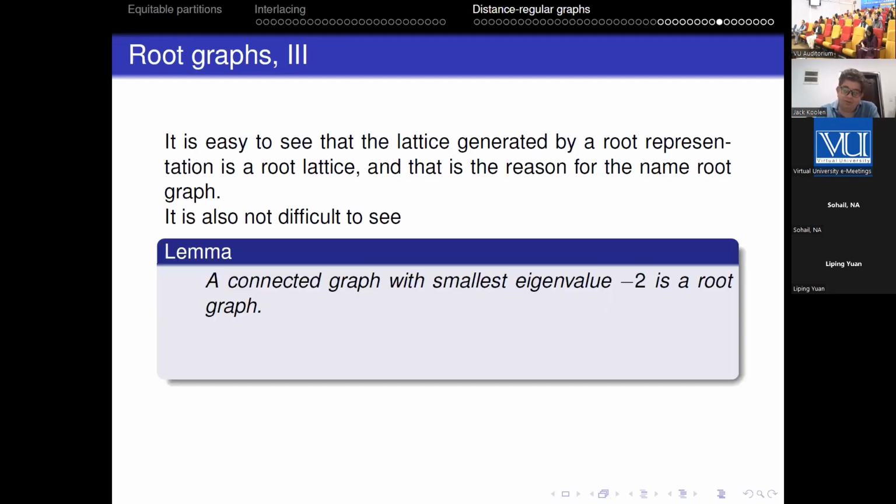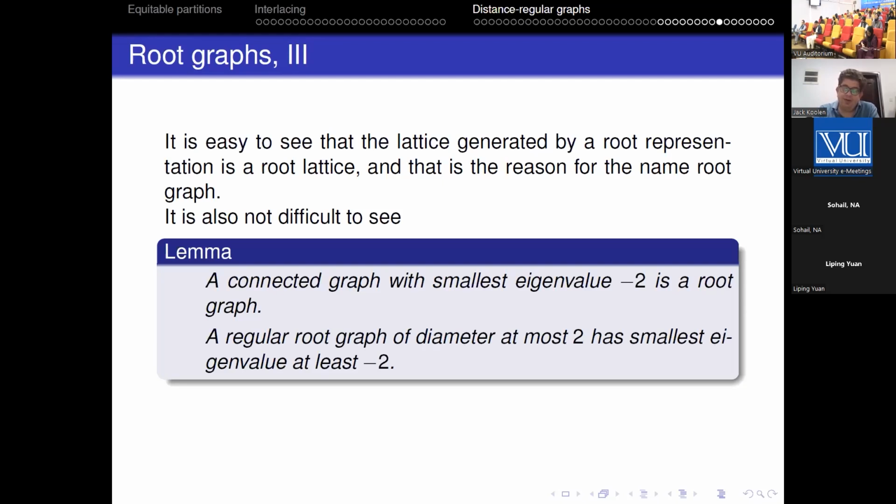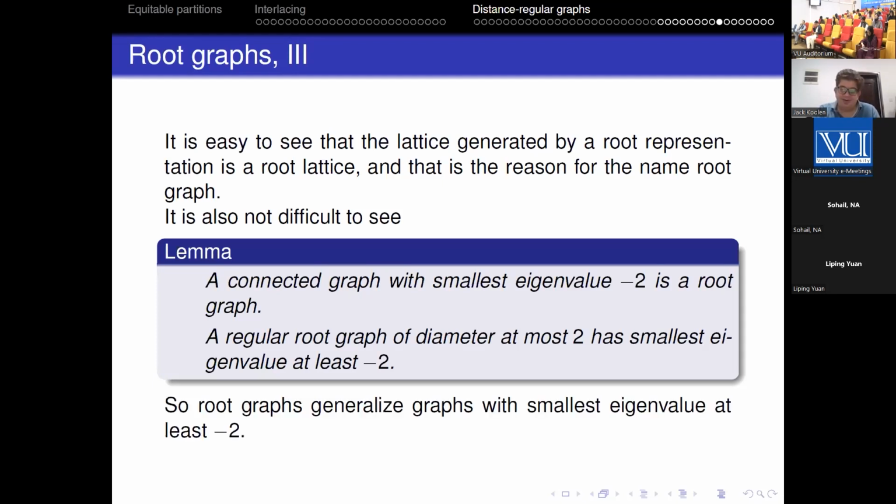And it's not so difficult to see the following lemma. A connected graph with smallest eigenvalue at least minus 2 is always a root graph. And a regular root graph of diameter at most 2 always has smallest eigenvalue at least minus 2. This is not difficult, you can take it as homework. So in this sense, good graphs generalize graphs with smallest eigenvalue at least minus 2.